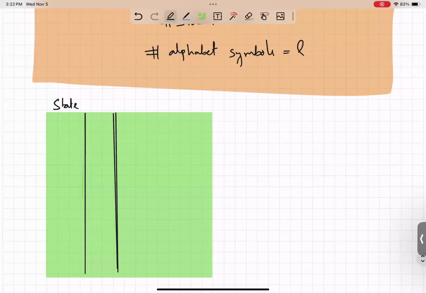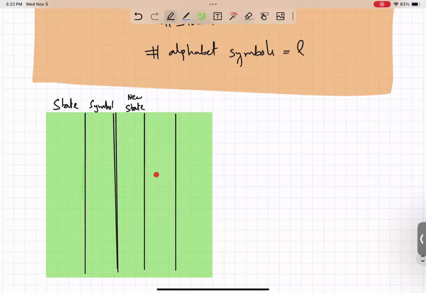Right? So state, symbol, new state, new symbol, action. Action refers to what you're doing with the head. Okay? So you have to write this down. So, on state 0, on symbol 1, you go to state 19, you rewrite it with symbol 0, and then move to the right.